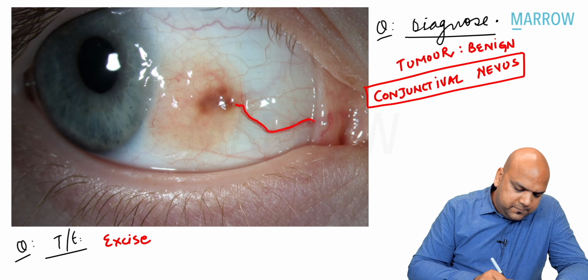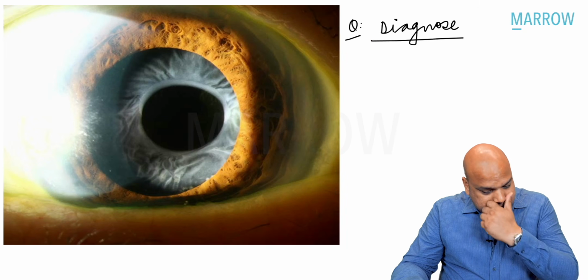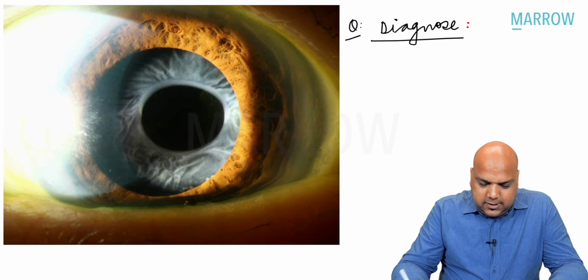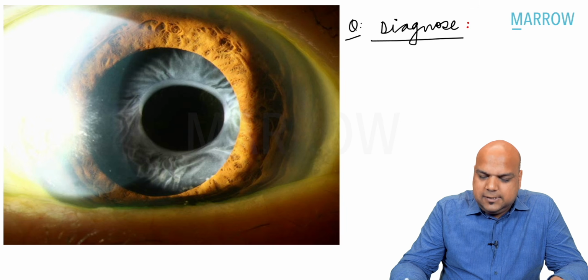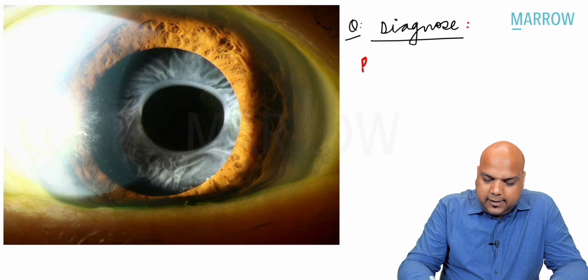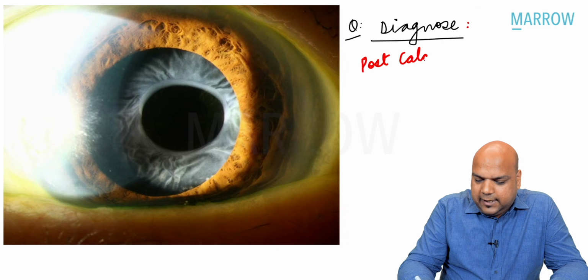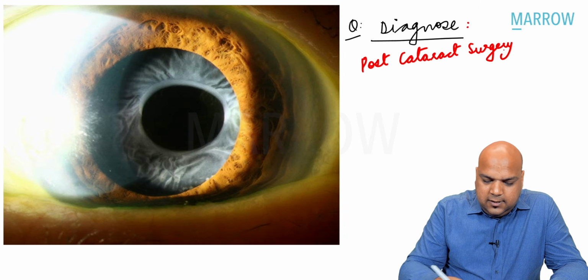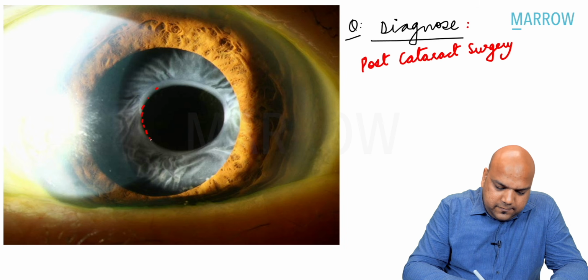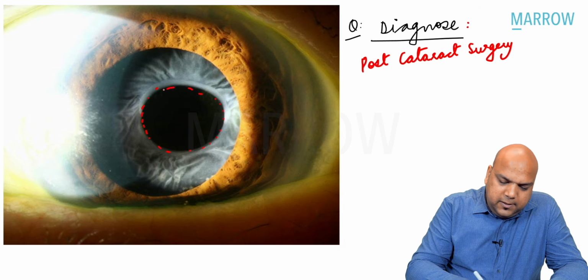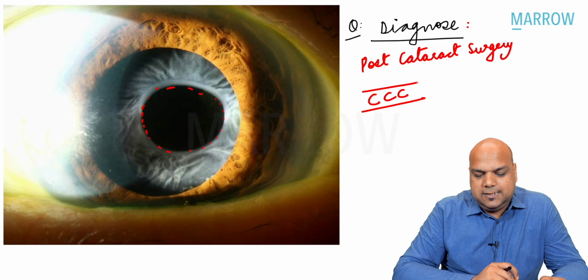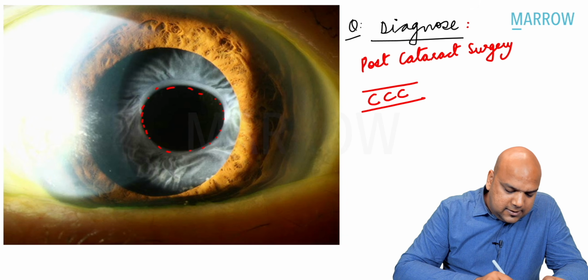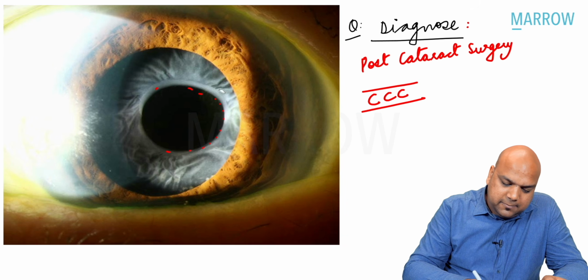Okay, moving on. Next question. In this image, what is the diagnosis? This is an image, obviously, of what? I'll just give you a clue. This is post cataract surgery. Cataract surgery has been done in the patient. You can see this is what has been made. CCC, continuous curvilinear capsulorhexis, has been made already. This is a post cataract surgery patient.